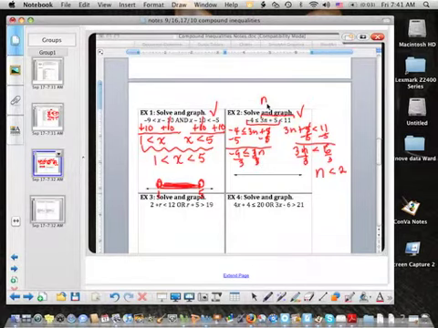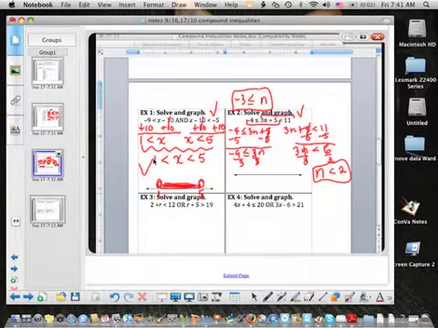Sorry guys. n is greater than or equal to negative 3. So if I take this answer and this answer and I marry them together just like I did that thing, I'm going to end up with negative 3 less than or equal to n less than 2. So that is my compound answer.